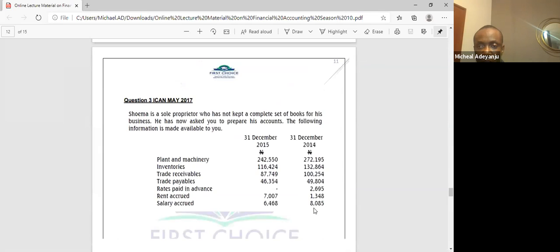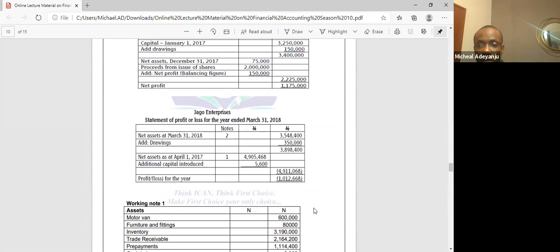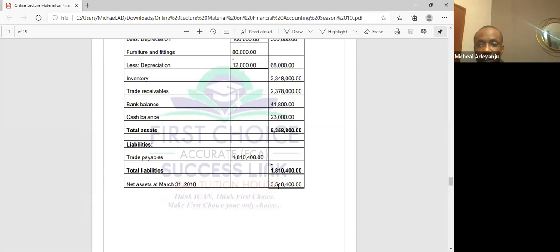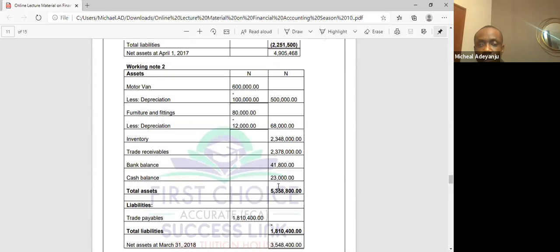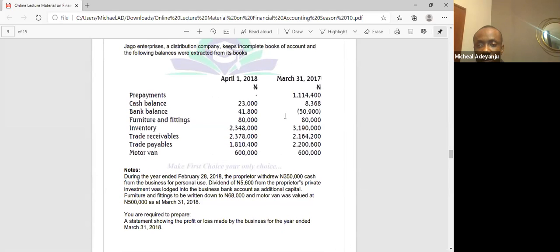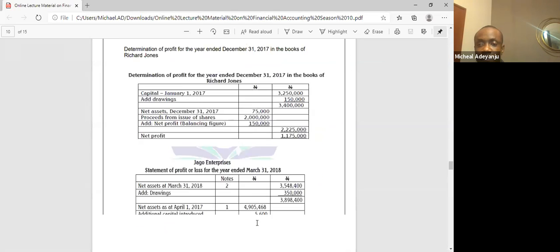Sorry, I'm looking to see if they show us how they got the 358,400. 358,400. Can you see? 600 minus 100 is equal to 500. 600. This is 600 minus 500. Motor van was valued at 500 at 31st March 2018.